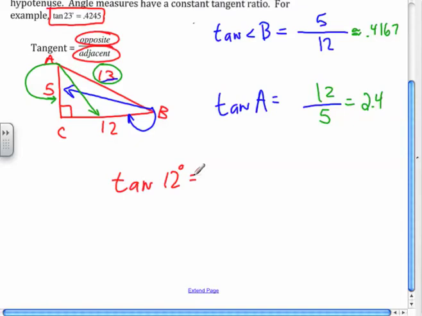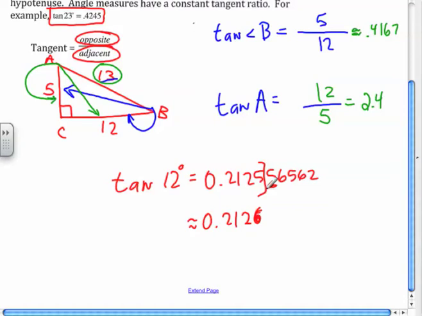And on my calculator, I got 0.212556562. But it's traditional that we keep it to just 4 places. Trig ratios are normally 4 places. Okay? So the tangent of 12 is approximately 0.2126, because this number is 5 or greater. Okay? So that's the tangent of 12 degrees.